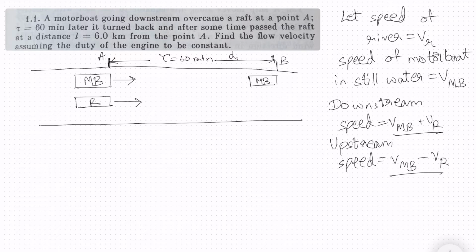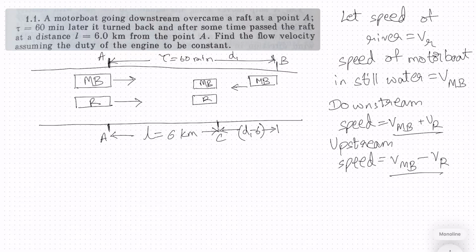Afterwards, it turns back and starts back on the journey and arrives again to meet the raft at another point which is 6 kilometers downstream. Let's call this point C. This point is 6 kilometers downstream. The raft, motorboat. So this distance between the second meeting point and where the boat has turned around will be equal to D1 minus 6. Let's assume the motorboat traveled for a time equal to T.